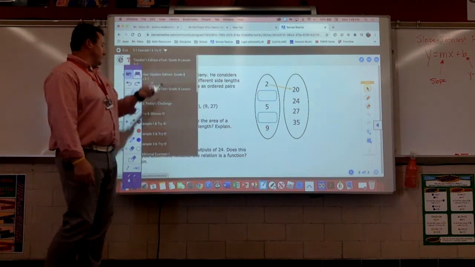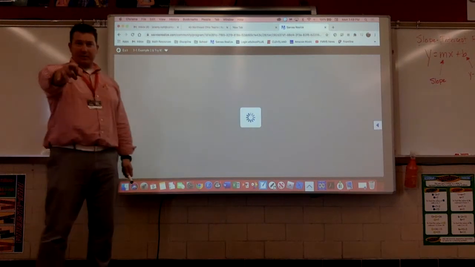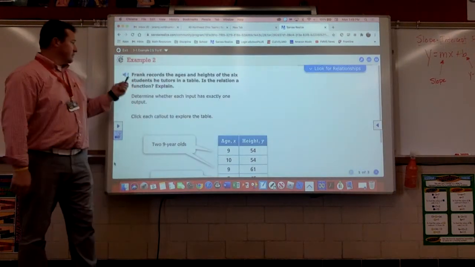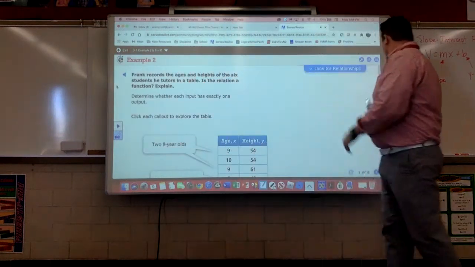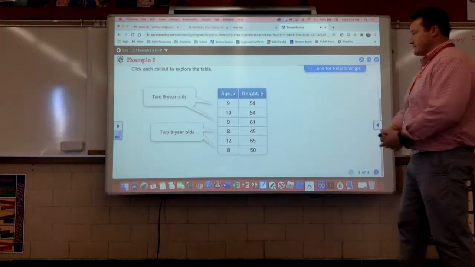All right, gang, here we go. Example 2. I got a little happiness for you coming up on example 2. Just wait. Frank records the ages and heights of the 6 students he tutors in a table. Is the relation a function?